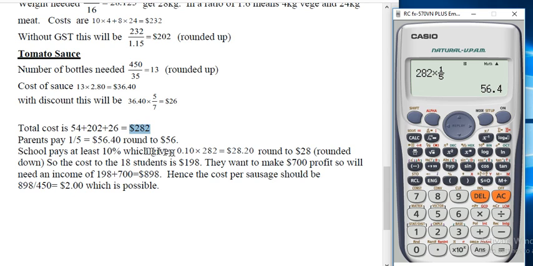School pays 10%, which is another thing. Okay, so 10% of that, let's work out what the school pays. If we just go back here, times 10%, you might be able to do this in your head, but I'm just doing it anyway. So we've got $28.2 is what the school is going to pay.